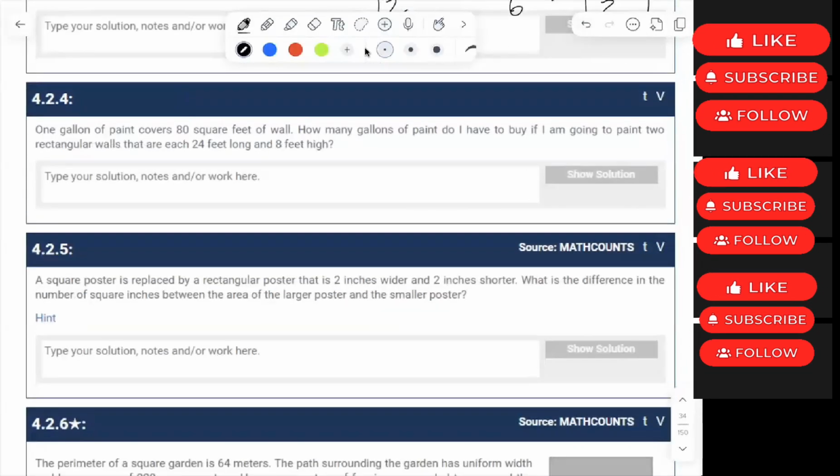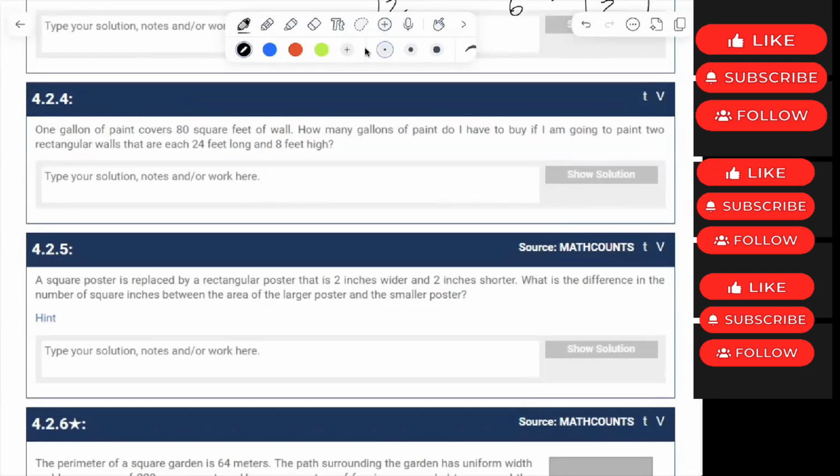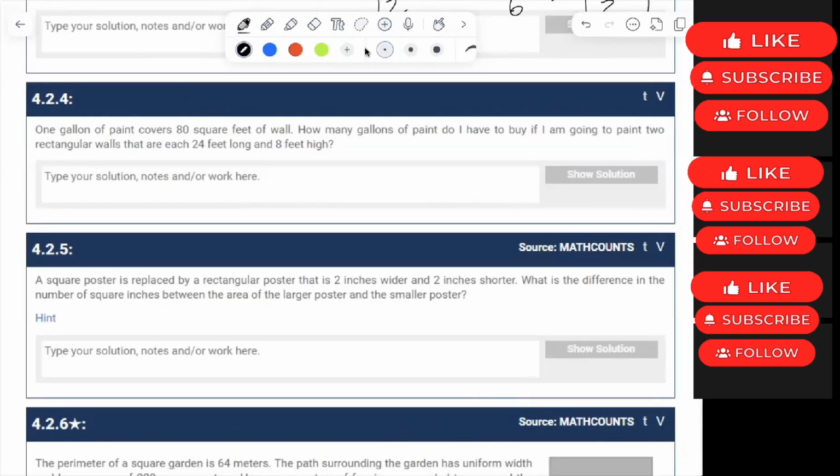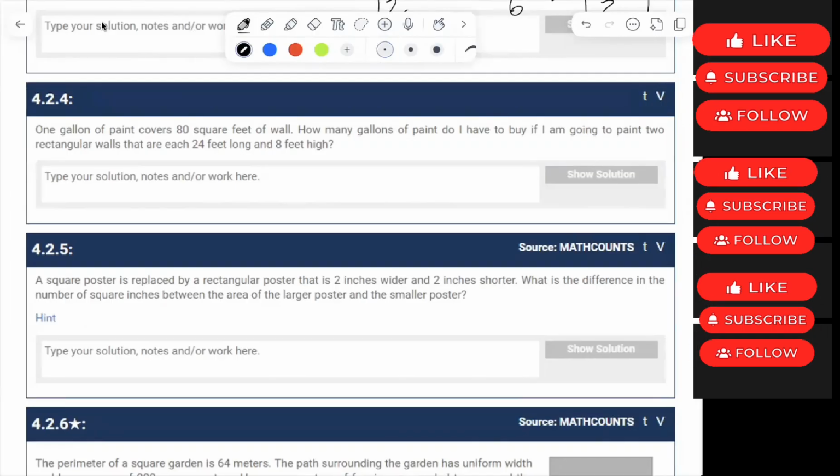So let's move on to 4.2.4. 1 gallon of paint covers 80 square feet of wall. How many gallons of paint do I have to buy if I am going to paint 2 rectangular walls that are each 24 feet long and 8 feet high? Let's try this question and tell me through chat.